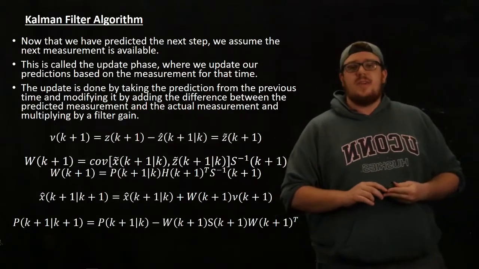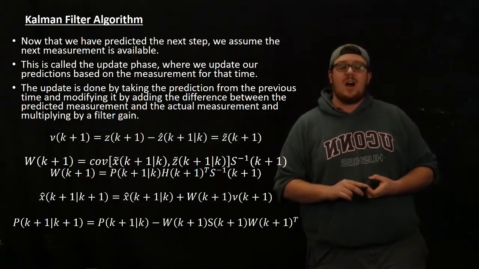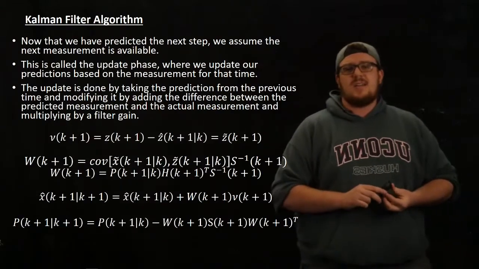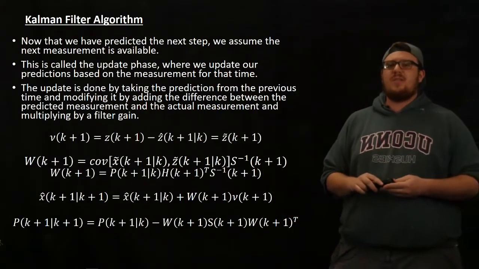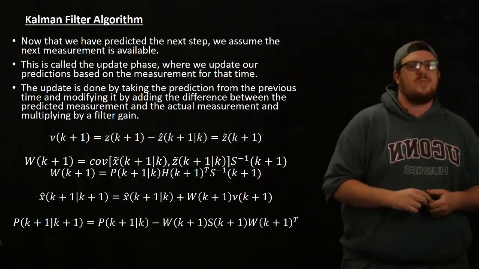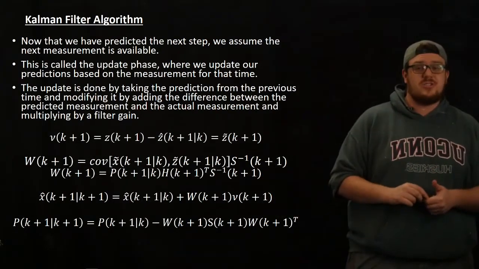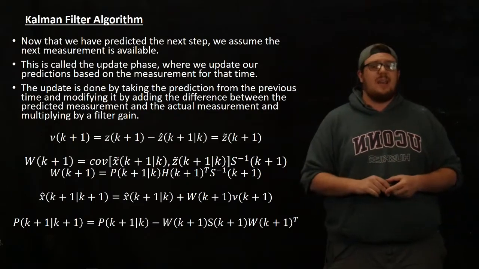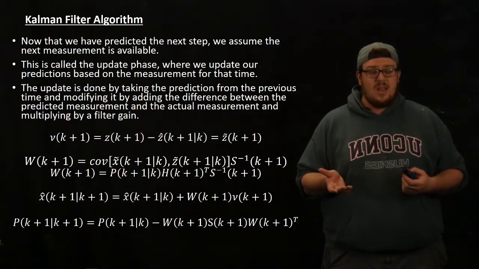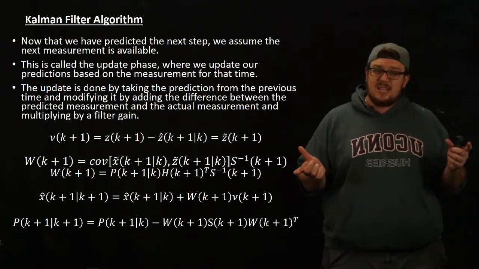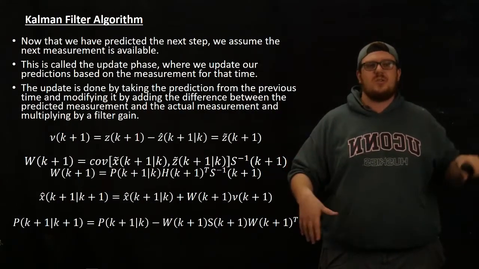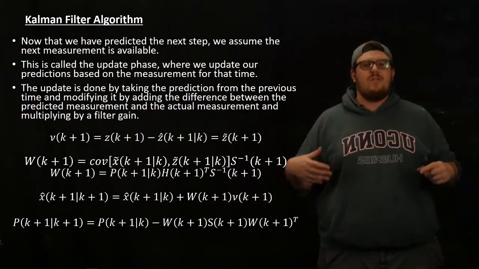So this is called the update phase, where we update our predictions based on our new information. The update is done by taking the prediction from the previous time and modifying it by adding the difference between the predicted measurement and the actual measurement and multiplying by a filter gain. So what that means is we take what our guess for what this measurement should have been, what the actual measurement is, and find the difference, and then use that times some gain to alter our estimate for the state.